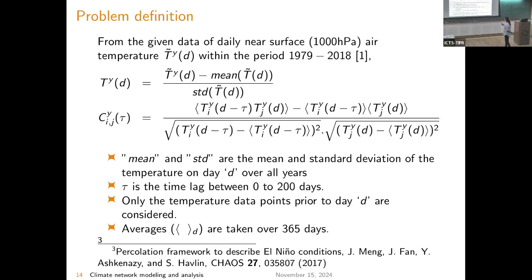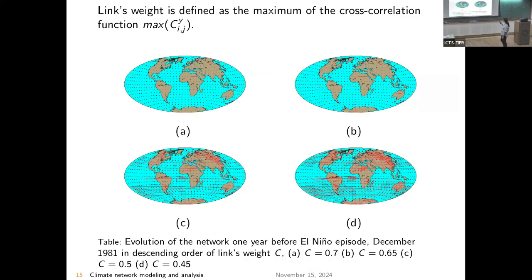I will not go into the details. So we have taken the time lag from 0 to 200, and we have calculated for each tau the correlation for I and J, and then we have taken the maximum value of correlation over tau. That value of correlation strength we have taken. So once you have calculated that for various I and J pairs, you start adding links.